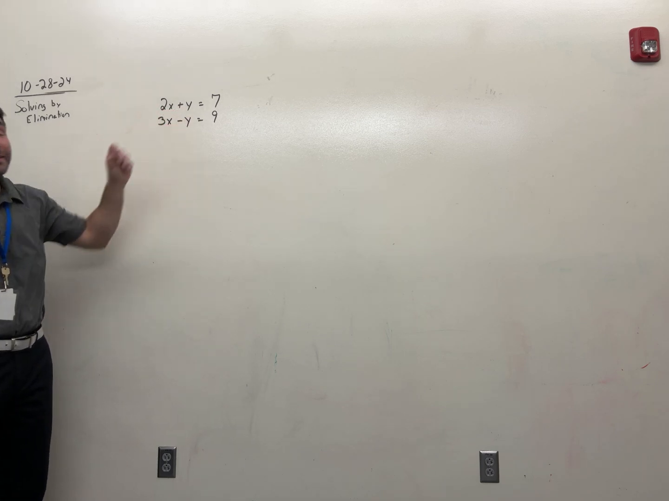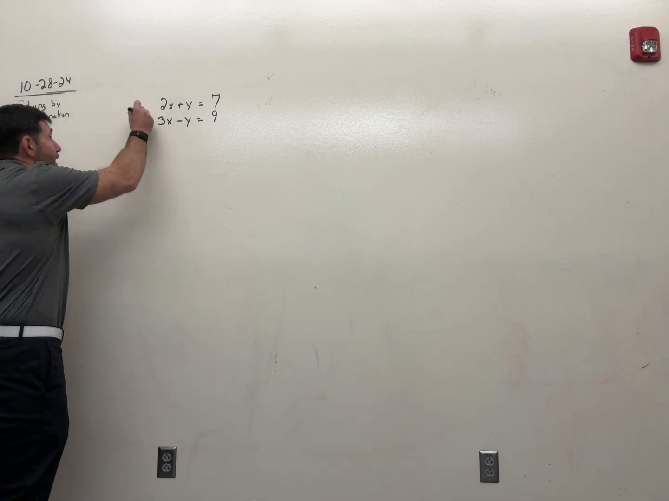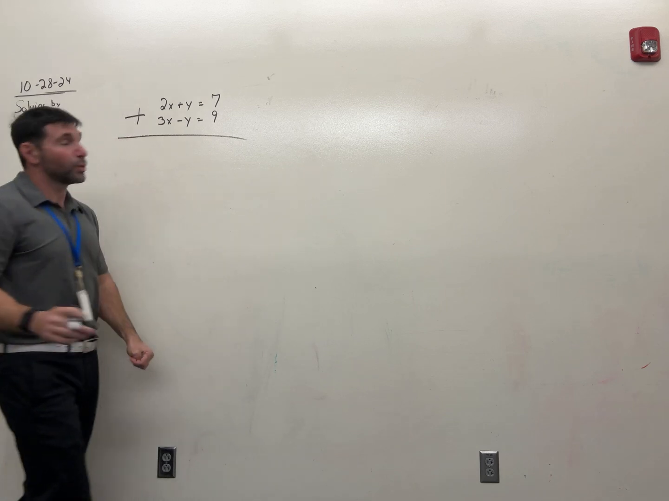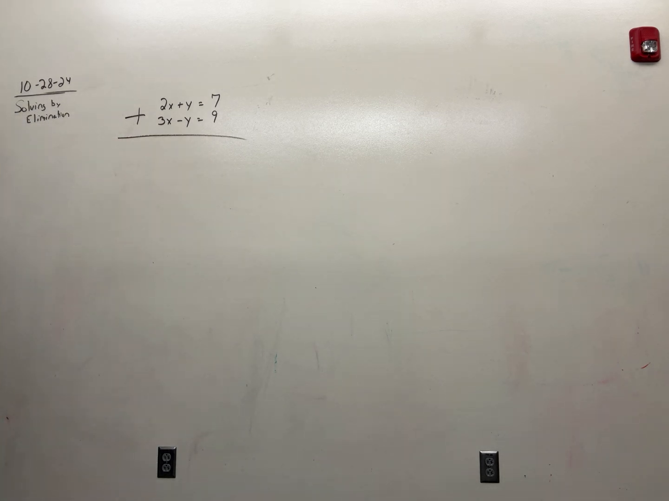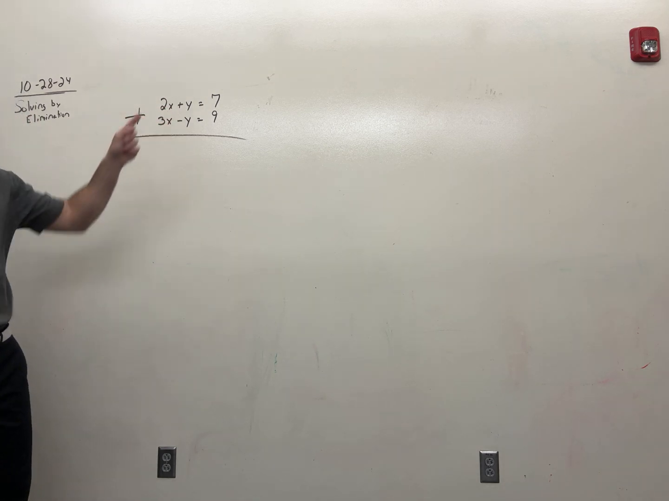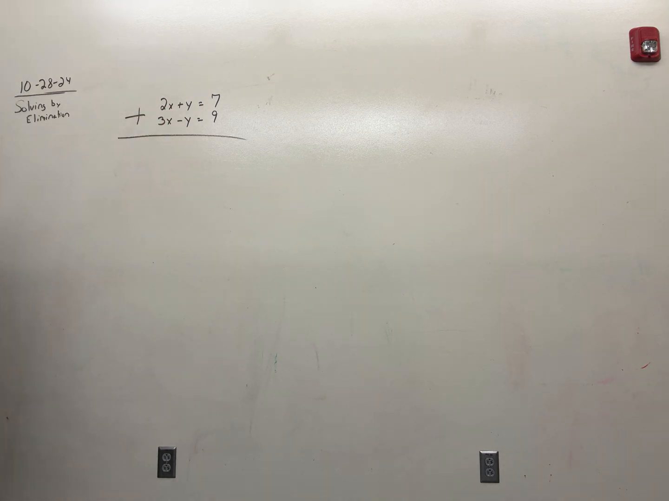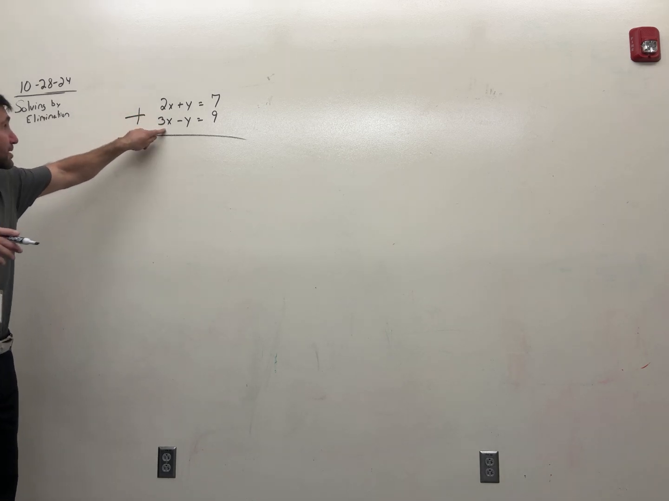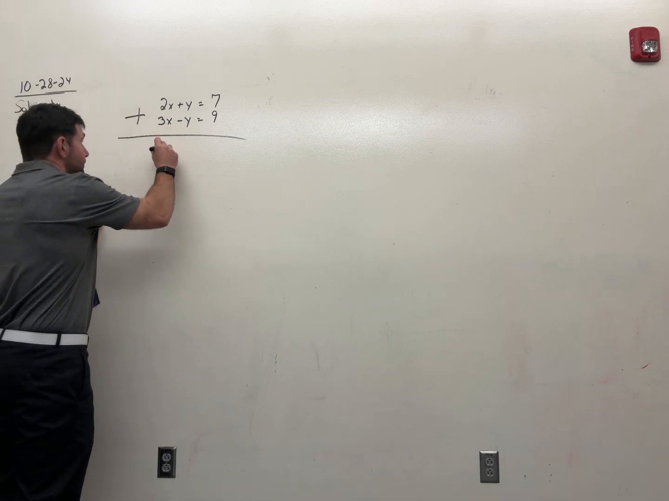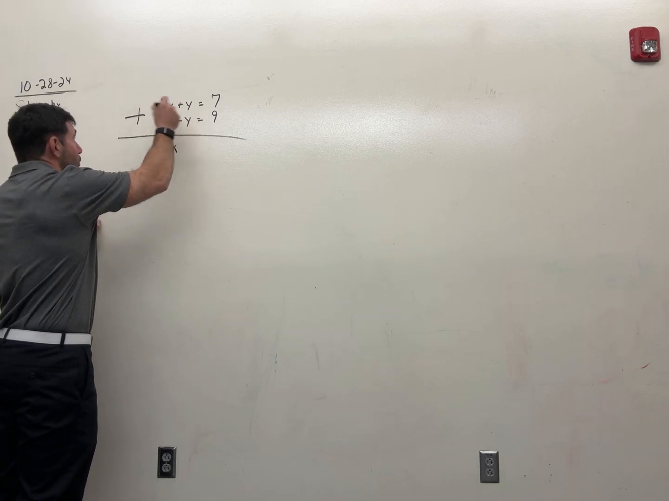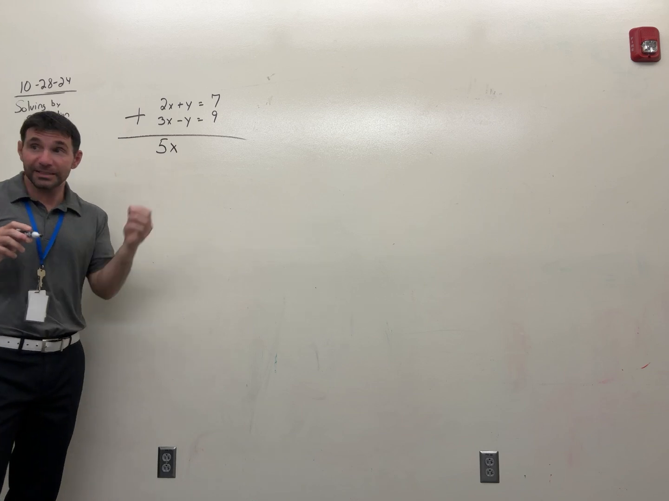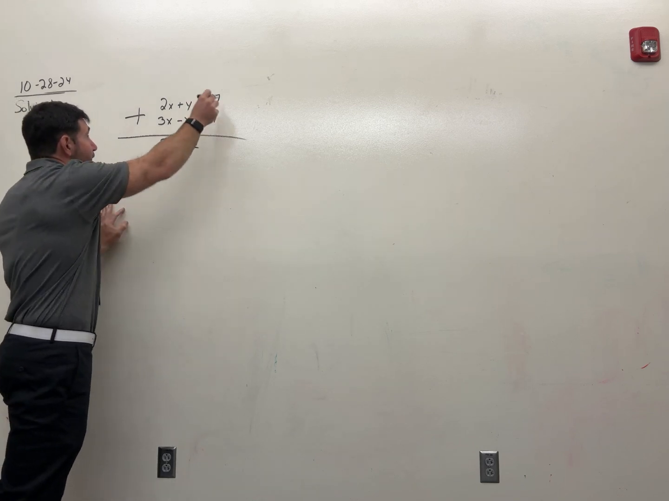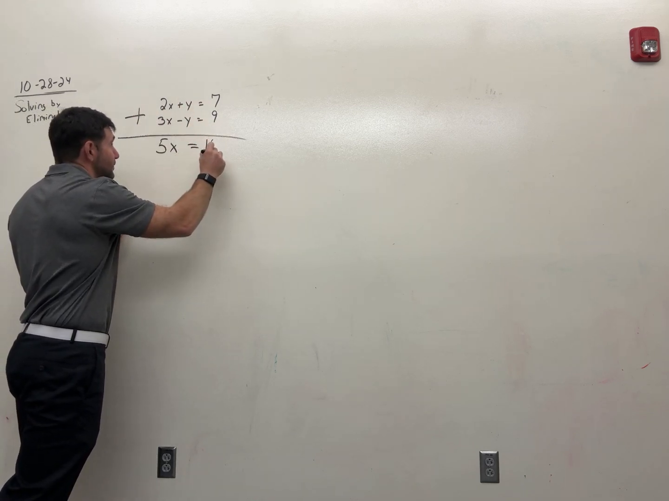So if we have the same coefficients, you can immediately say we are going to add when the signs are opposite. When the signs are opposite, we're going to add. Guess what? If the signs were the same, guess what we would do? Subtract. You ready? Now watch how we're going to do this. 2x's plus 3x's is 5x's. 1y plus a negative 1 is 0. We've already said that, so there's no more y's. 7 plus 9 is 16.